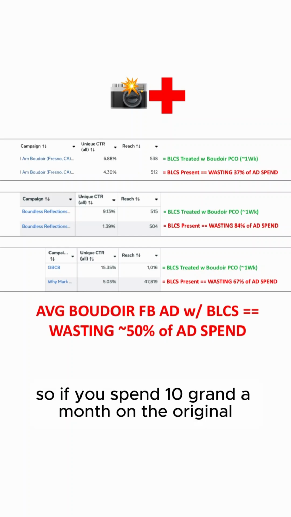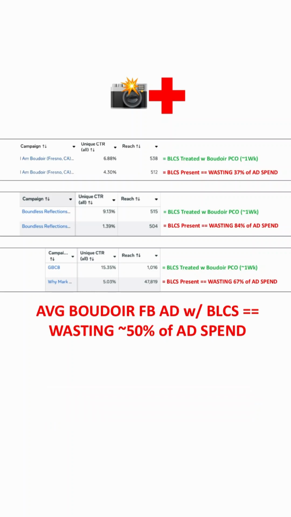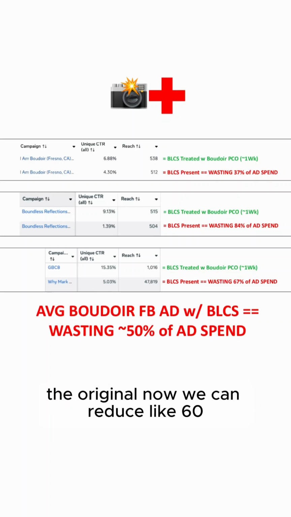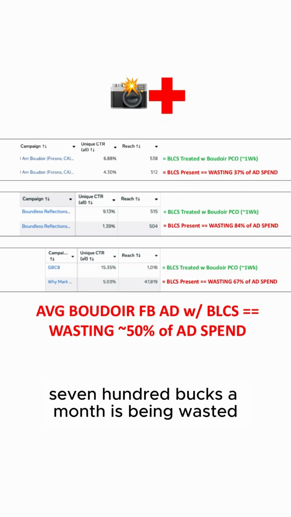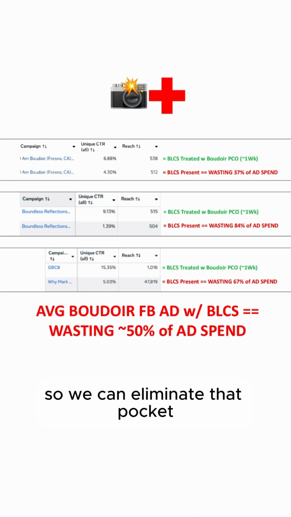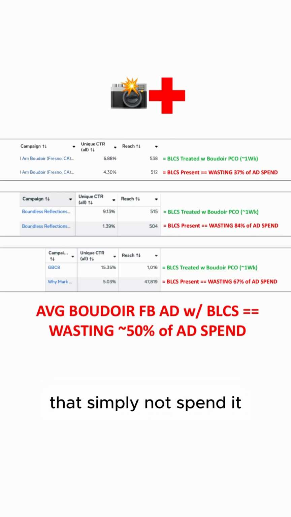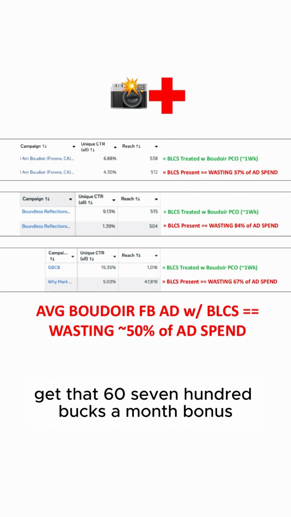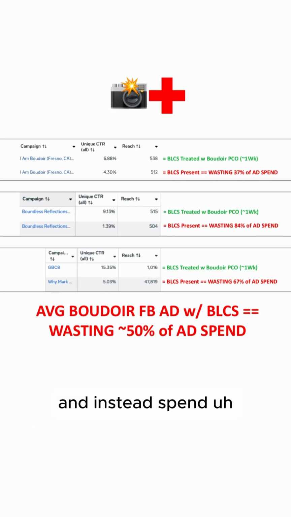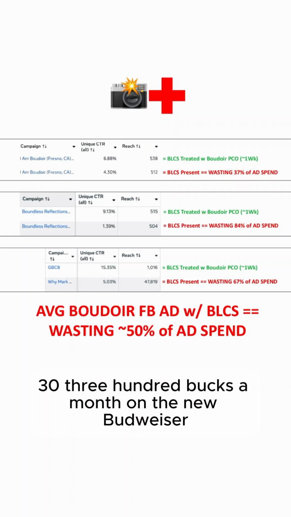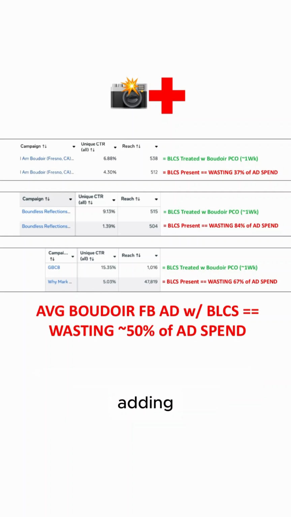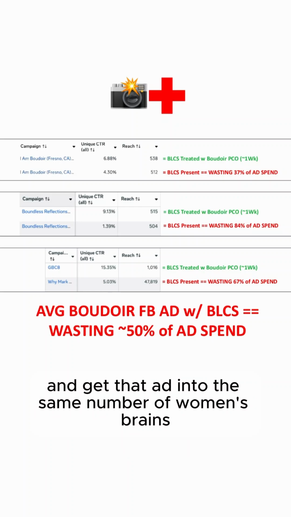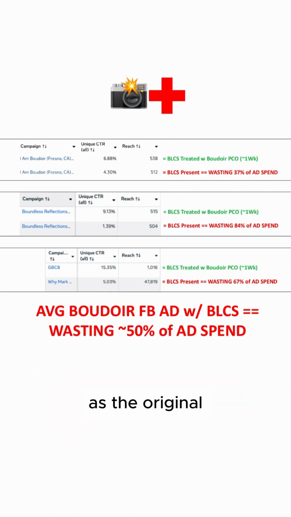So if you spend 10 grand a month on the original Boudoir Facebook ad, now we can reduce, basically $6,700 a month is being wasted. So we can eliminate that, pocket that, simply not spend it, get that $6,700 a month bonus, and instead spend $3,300 a month on the new Boudoir Pico treated Facebook ad, and get that ad into the same number of women's brains as the original.